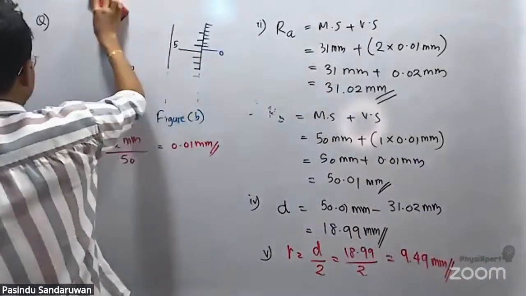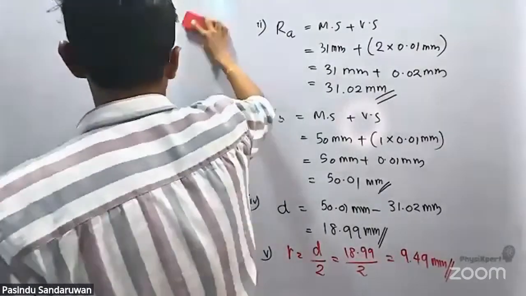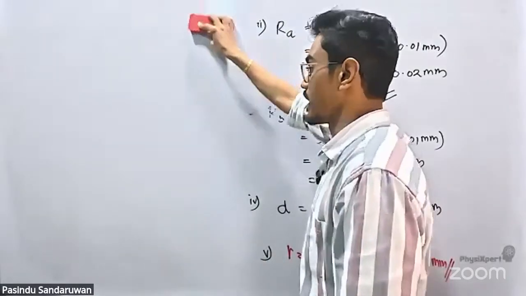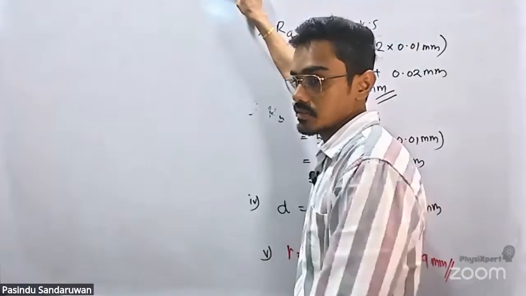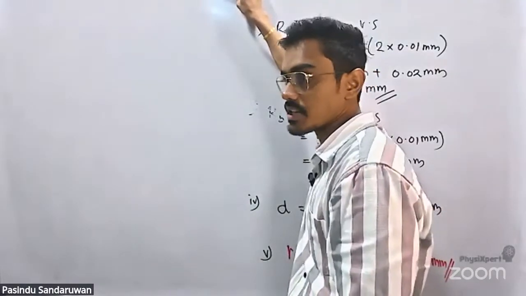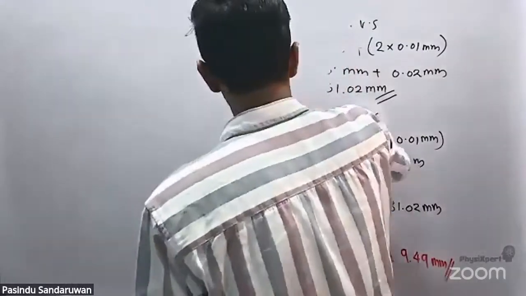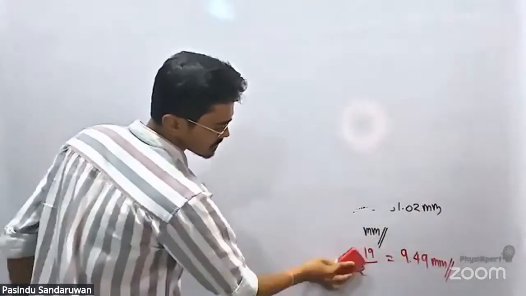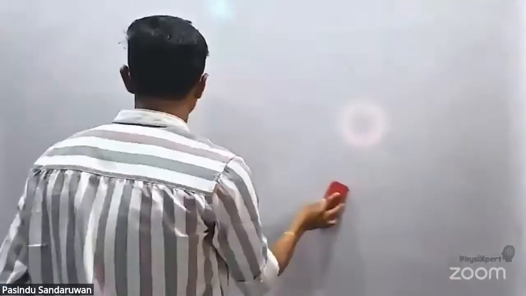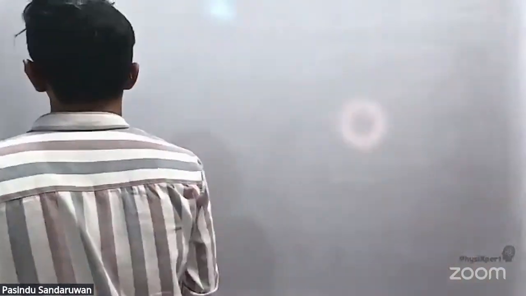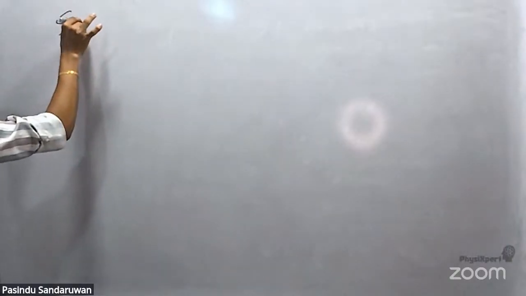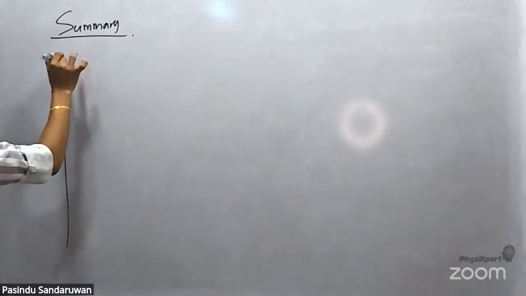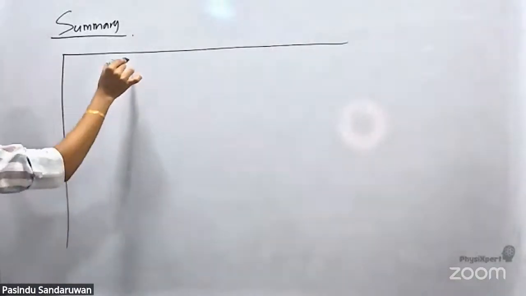Now with this it marks the end of unit 1, measurements. Since the measuring instruments are done, I'll give all the required things in a summary, and we are going to wind up this. Take down a note as summary. Take this down in a tabular form.